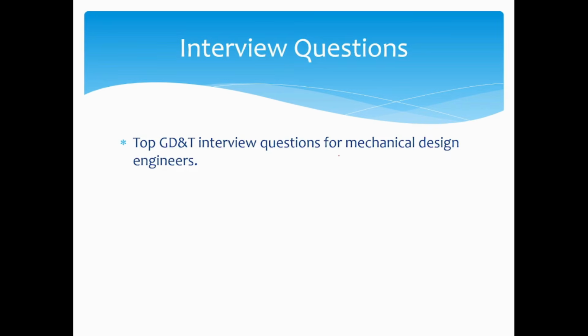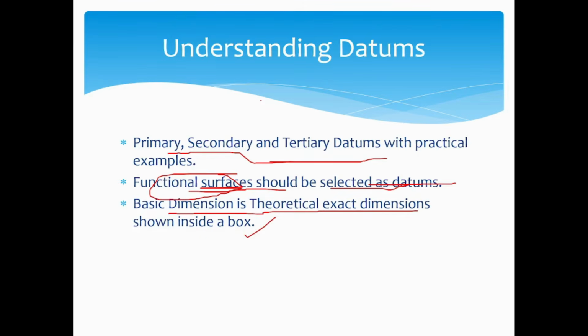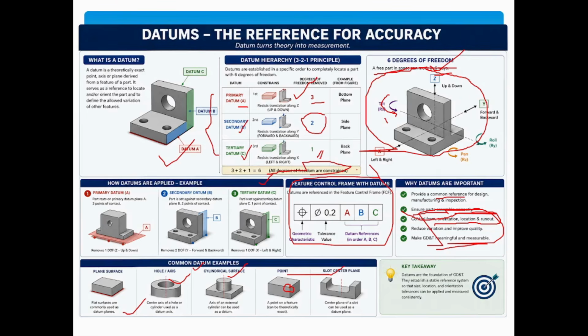Lastly, I want to talk about the top GD&T interview questions. Throughout the whole video, I was constantly telling you that this is the most important topic for the interview portion, especially for freshers. They may ask about the GD&T inspection method. They may ask about the symbols, the five categories that we have discussed, and the maximum material condition and the minimum material condition. I've told you about the possible questions.